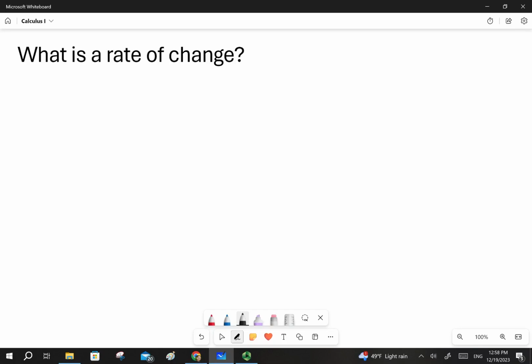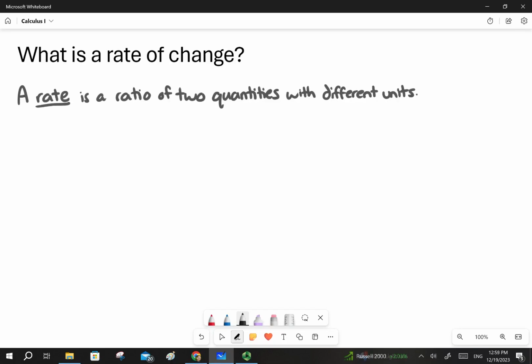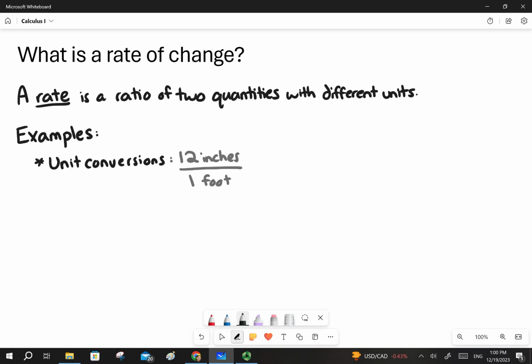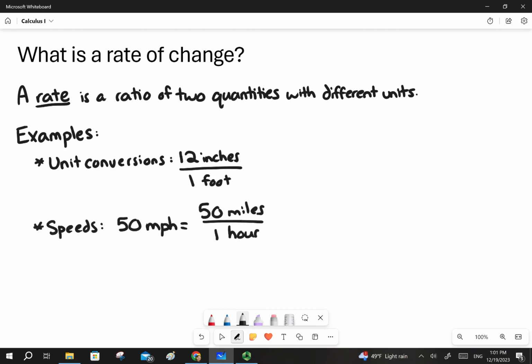Math and life are full of rates. A rate is simply a ratio of two quantities with different units of measurement. You're probably familiar with many real-world examples of rates, such as unit conversions, like 12 inches per foot, speeds, like 50 miles per hour, and prices, like dollars per gallon.